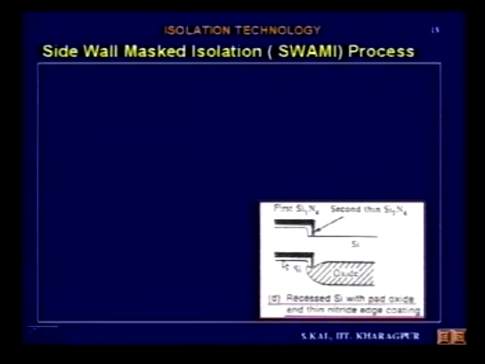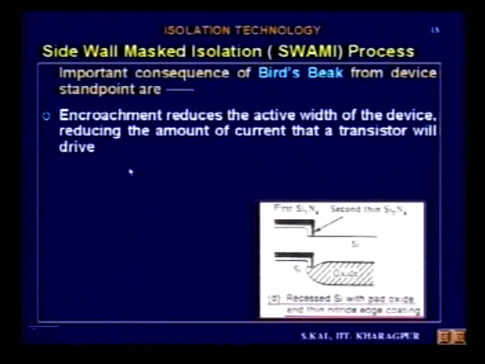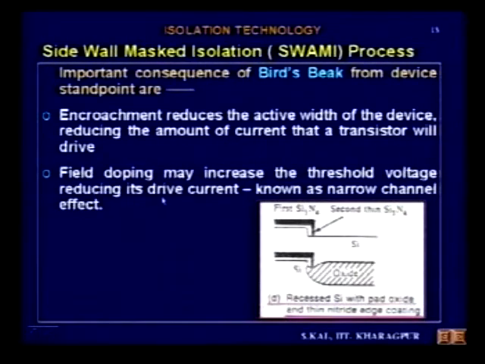So there you can get a planar surface, and Bird's beak and Bird's head is prevented. Now in the SWAMI process, what are the important consequences of Bird's beak from the device standpoint? Encroachment reduces the active width of the device, reducing the amount of current that a transistor will drive. Field doping may increase the threshold voltage, reducing its drive current, known as narrow channel effect or short channel effect.